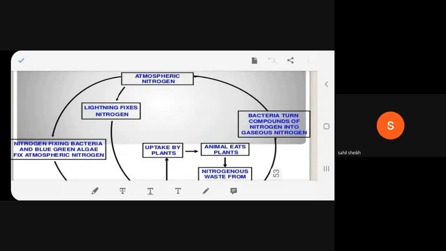Okay, do it in your own words. Bacteria turn atmospheric nitrogen into compounds, and the compounds of nitrogen are taken up by plants. The plants are eaten by animals. When the animal dies, the... Why are you mixing nitrogenous waste and everything? Beta, you're mixing up everything.